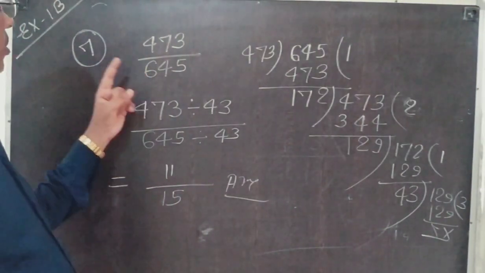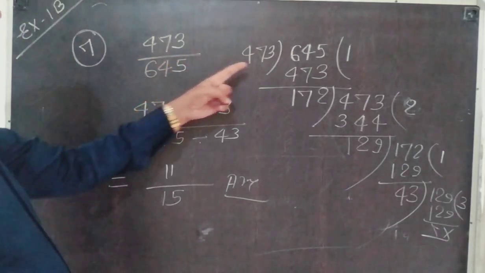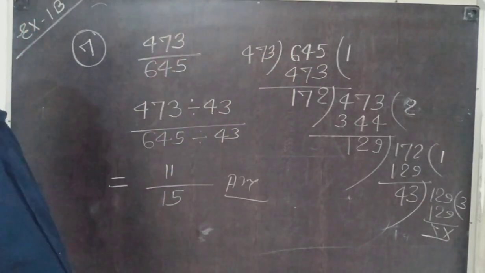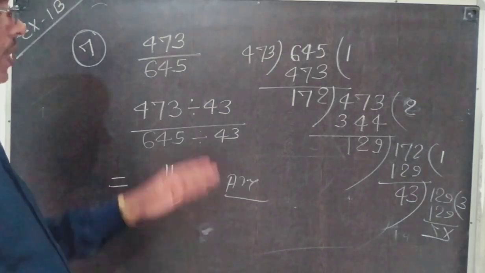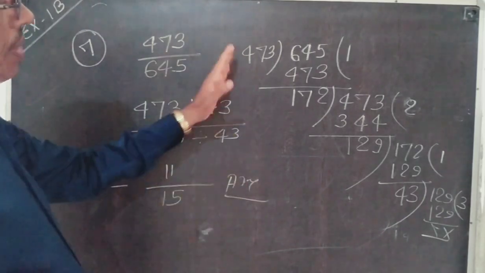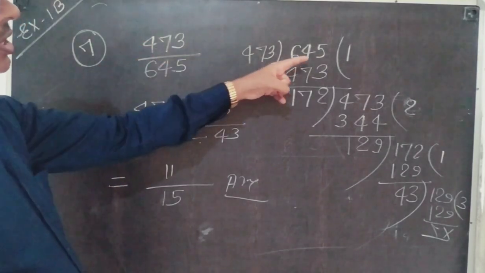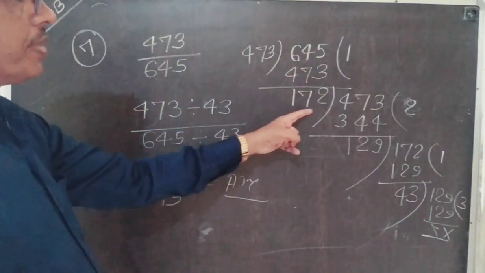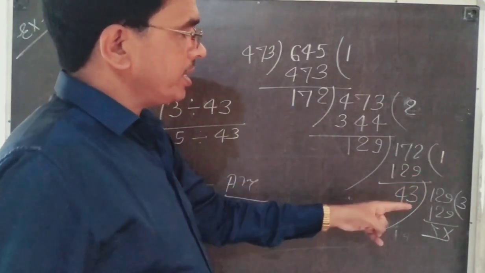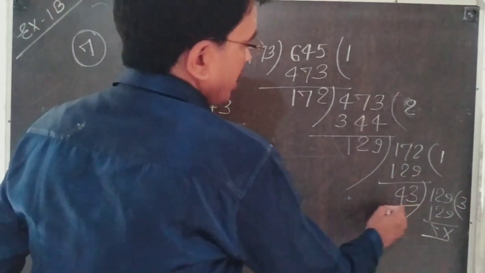Write in the simplest form, question number 7, that is 473 by 645. We first find the HCF of these two numbers, and it is compulsory that when you find the HCF, both numbers are exactly divisible by it. So first, by the division method, find the HCF. The larger number divided by the smaller gives remainder 172. Again dividing, the remainder is 129. Again dividing once, the remainder is 43. And 43 times 3 is 129, that means 43 is the HCF.